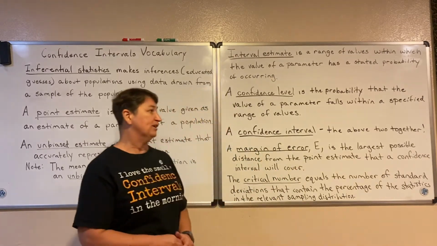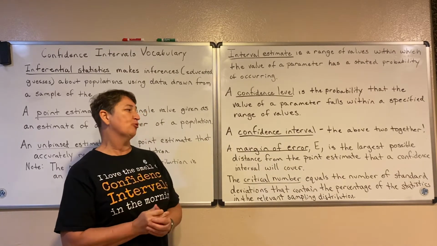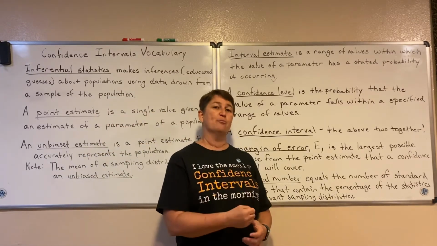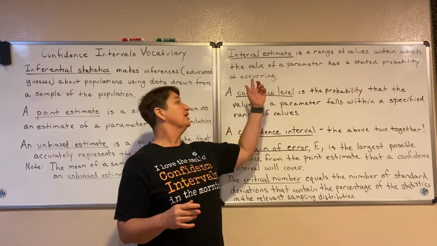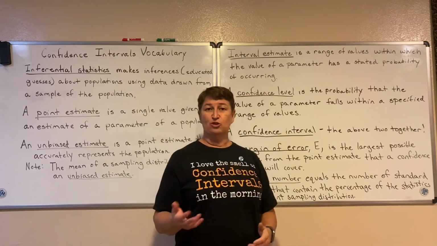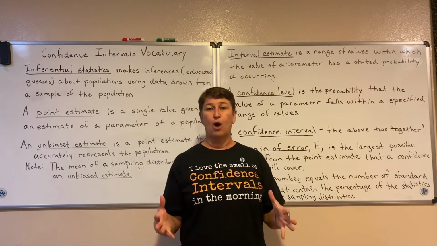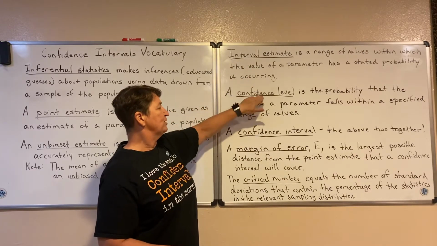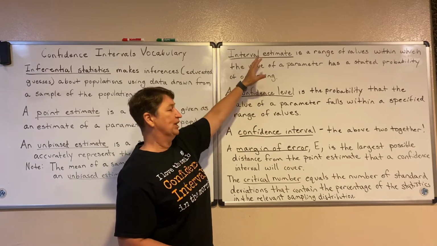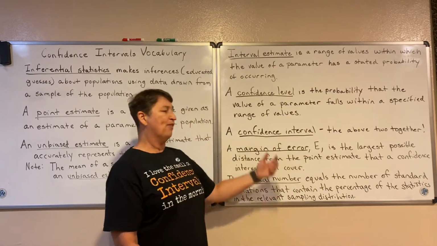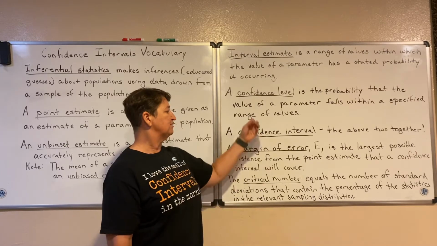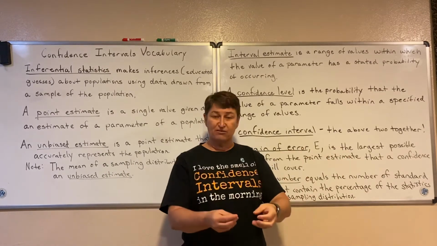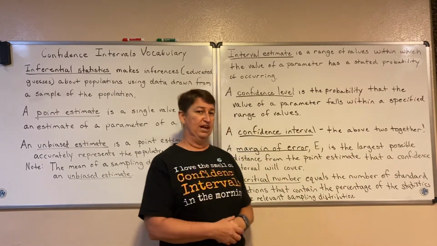A confidence level is the probability that the value of a parameter falls within a specified range of values. How confident am I that that parameter is within that interval estimate? That confidence level is really just that probability. How probable is it that the parameter is in there? Now, when we take the confidence level and the interval estimate and put them together, we call that the confidence interval. It's just a range of values with a specified probability. It's those two things together.